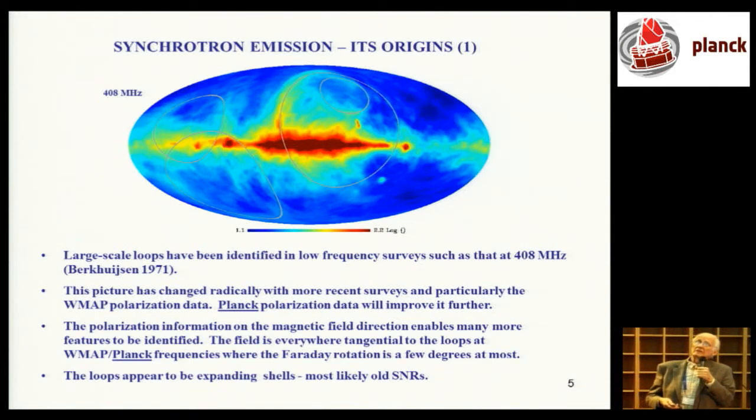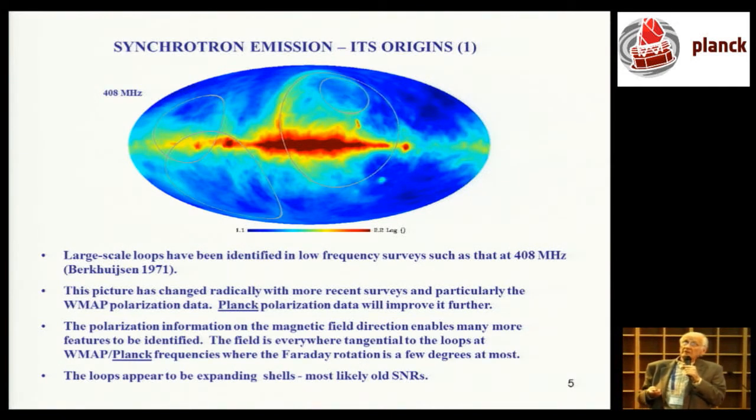Now, we've known about these loops and features in the sky for a long time. As I've said, we can do much better now with the polarization data, and this is where Planck is going to be particularly important. The other thing that we can say about this structure is that once you get into the Planck frequencies, even the low frequencies, the Faraday rotation is very small. It's less than a degree between K and Ka. And so you are directly measuring the magnetic field direction with the polarization. You don't have to unwind it with Faraday rotation.